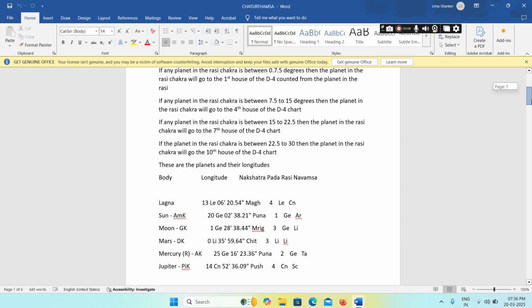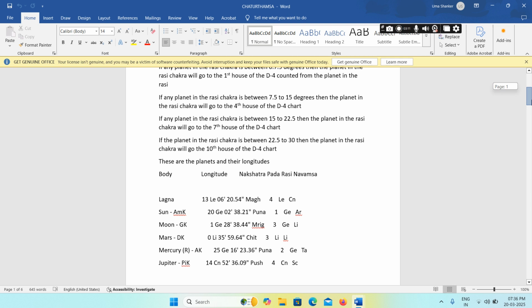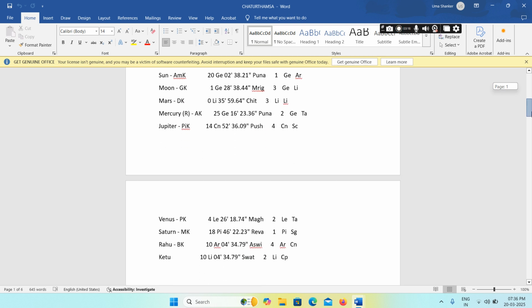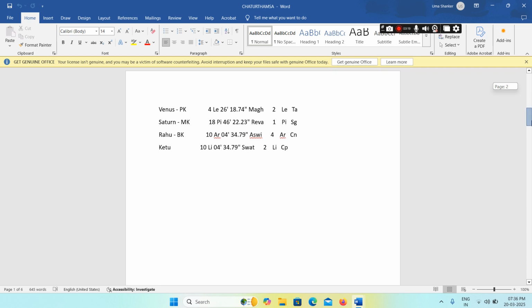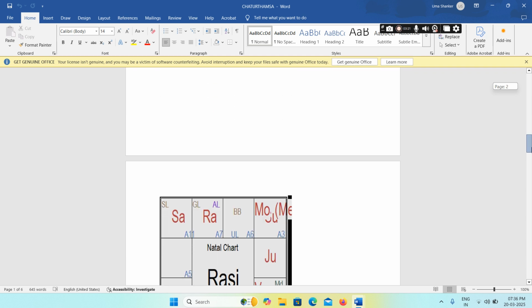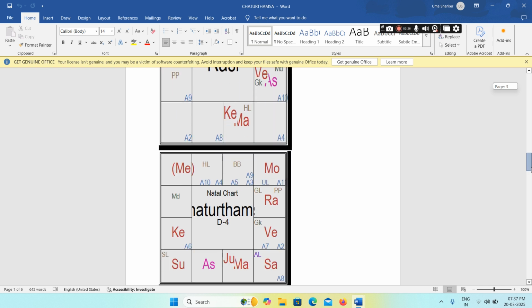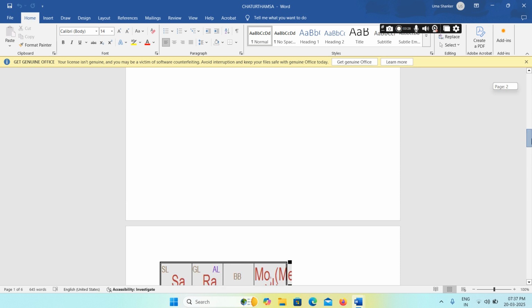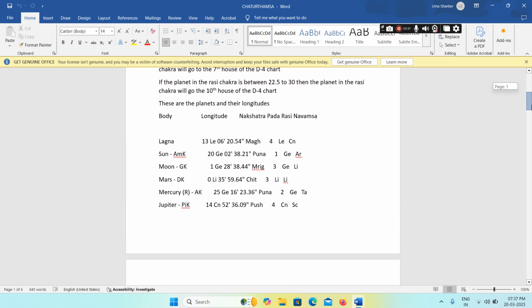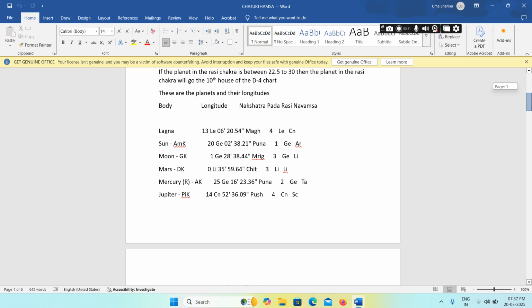Here I am giving an example. Here I have already copied the degrees of all the 9 planets, which you can see here. I have also copied 2 charts. One is the Rashi Chakra and one is D4. Here we will try to put the Lagna of the Rashi Chakra into the D4 chart. That is how we have to prepare it.